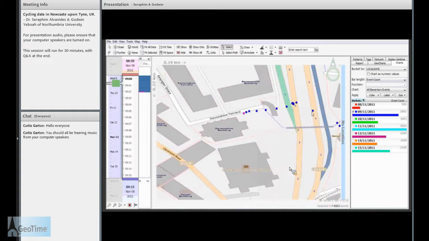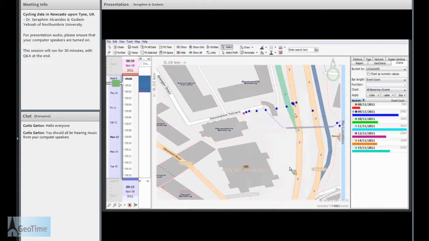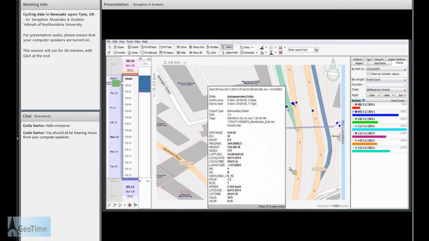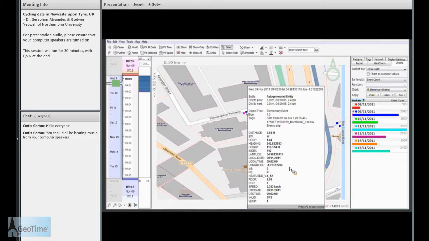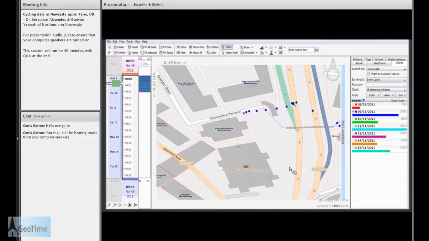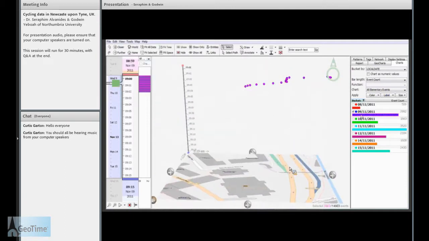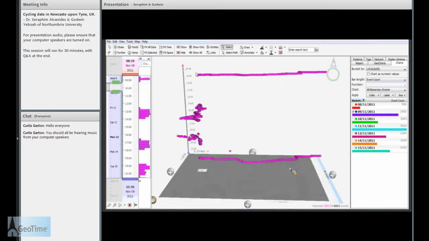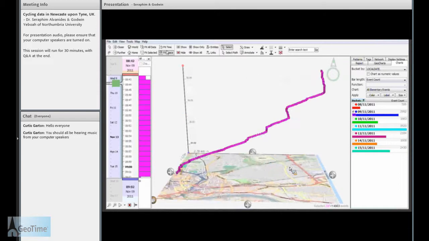Also, GeoTime allows the possibility of visualizing all the attributes of each point. So if you are inspecting the pointers and you are in doubt, you can visualize all the attributes, especially the dilution of precision parameters, to judge whether it's a good fix or not, or whether it's a quality point. The OpenStreetMap background also helps in giving this judgment.